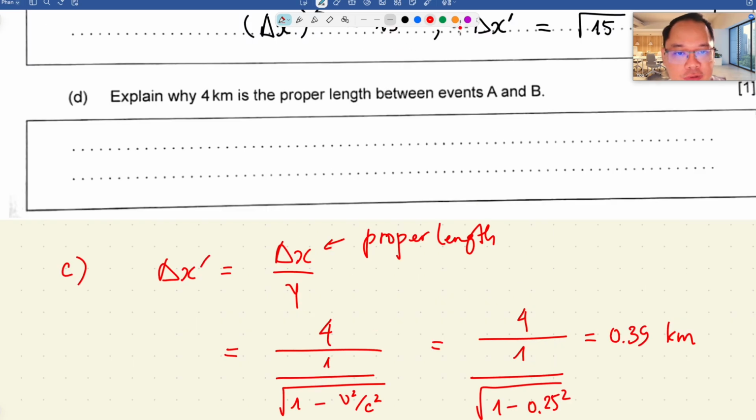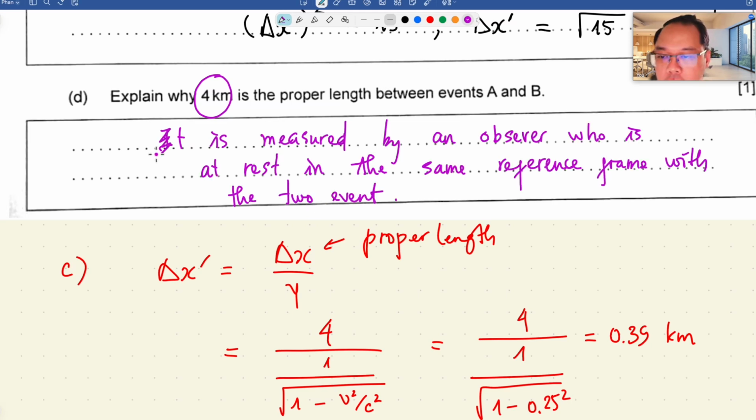The answer of the final question explains why 4 kilometers is the proper length. Proper length means it is measured in a reference frame by an observer who is stationary relative to the two events. The two events occur in the same reference frame in which the observer is stationary. So the distance of 4 kilometers is measured by an observer at rest in the same reference frame as the two events. That's why 4 kilometers is the proper length.